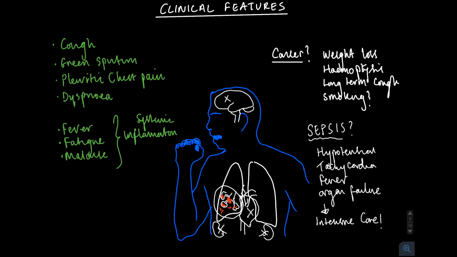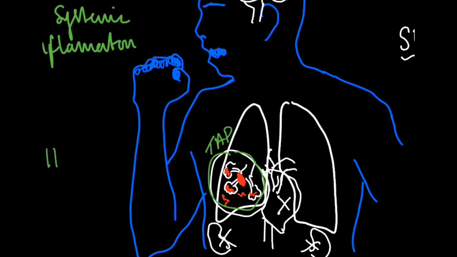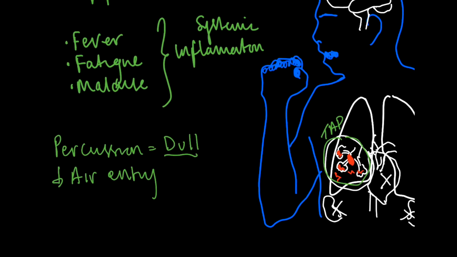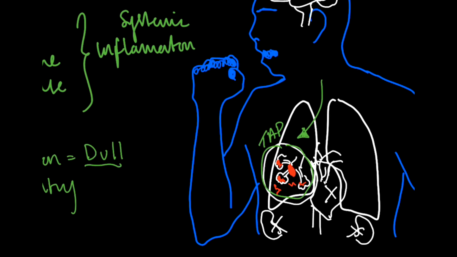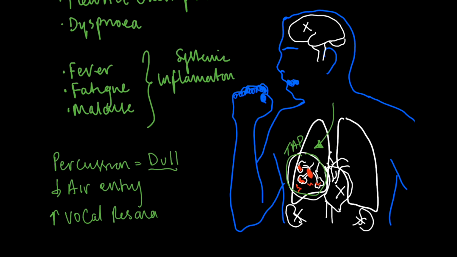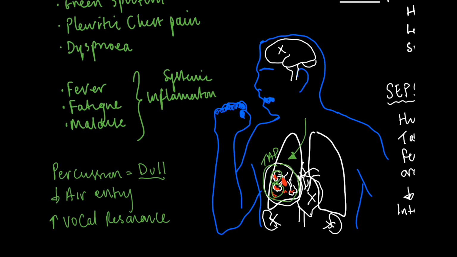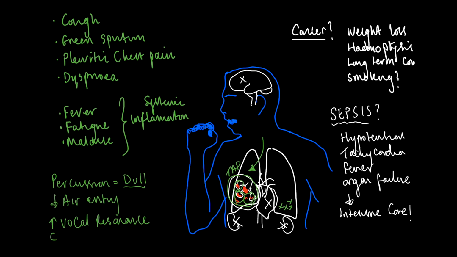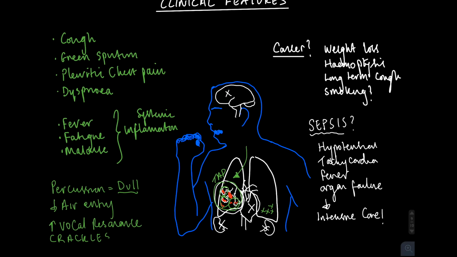So finally, let's move on to the examination findings. When you percuss the chest, so that's when you tap the chest over the affected region, because of the exudative consolidation, there will be a dullness to percussion. There will also be a decrease in air entry, for example, the air is not able to reach the entirety of the lung. And then there will be an increase in vocal resonance, so for example, when you get the patient to say 99, and this is more clear because of the exudate. And finally, you may also hear some crackles due to the fluid that is present.